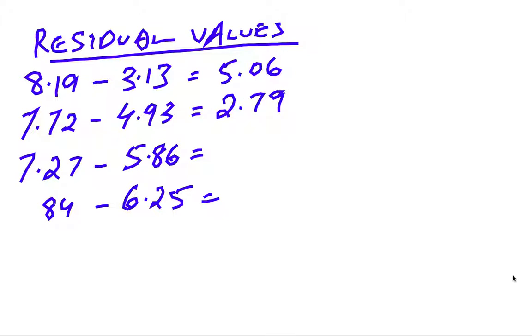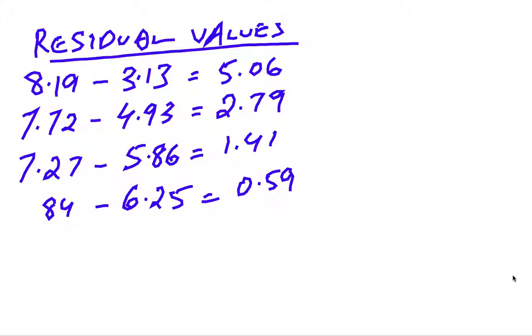2.79 is the second residual. 7.27 minus 5.86 is 1.41. 6.84 minus 6.25 is going to be equal to 0.59.